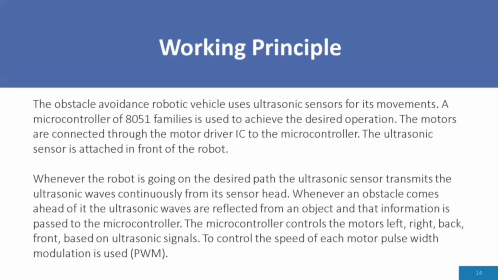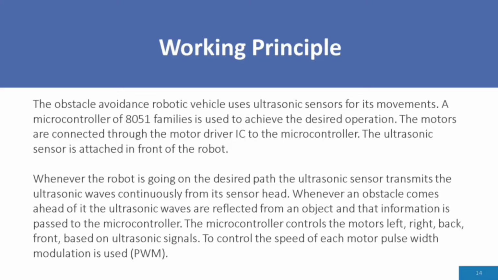The working principle of our model. The obstacle avoidance robotic vehicle uses ultrasonic sensors for its movement. A microcontroller of the 8051 family is used to achieve the desired operation. The motors are connected through the motor driver IC to the microcontroller. The ultrasonic sensor is attached in front of the robot. Another ultrasonic sensor was attached at the back for speed breaker detection.